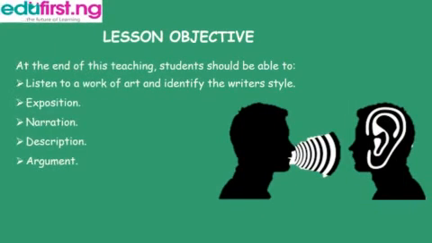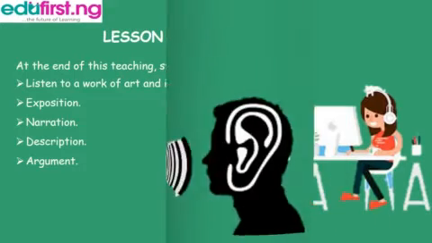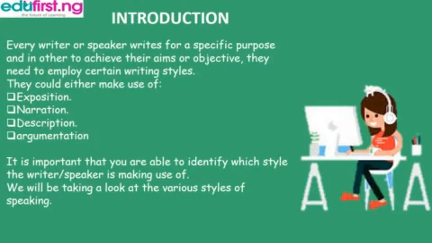Lesson objective. At the end of this teaching, students should be able to listen to a work of art and identify the writer's style: exposition, narration, description, and arguments. Introduction. Every writer or speaker writes for a specific purpose, and in order to achieve their aims or objectives, they need to employ certain writing styles.